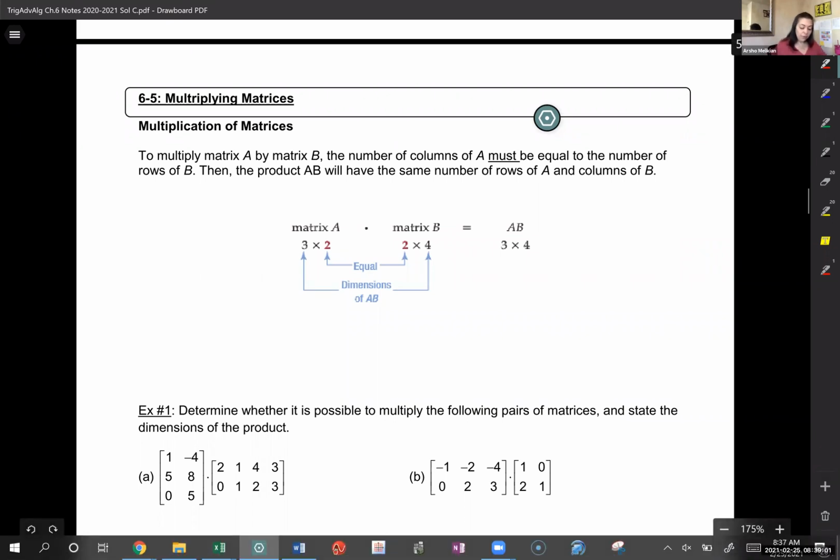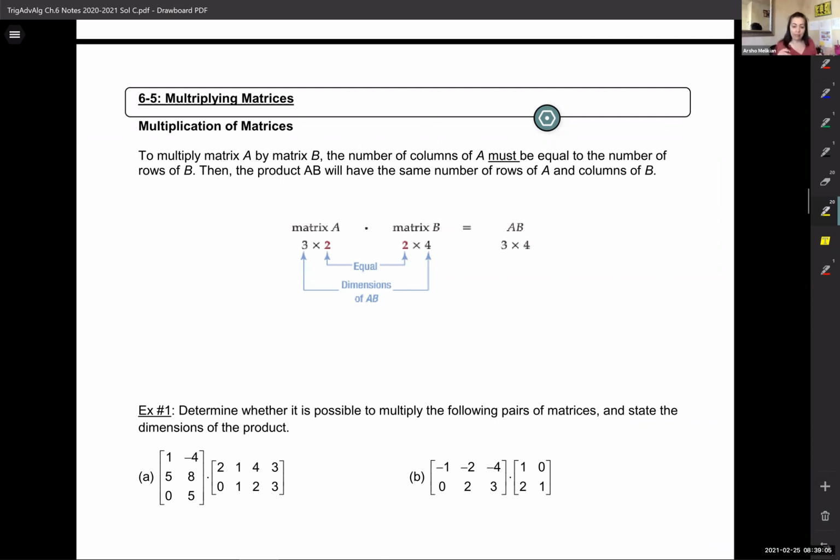All right. So first, let's figure out when it's possible to multiply matrices, right? To multiply matrix A by matrix B, it still has to do with the dimensions, but a little differently than when we add them. In this case, the number of columns of A must be equal to the number of rows of B, okay? And then the product AB will have a specific set of dimensions.